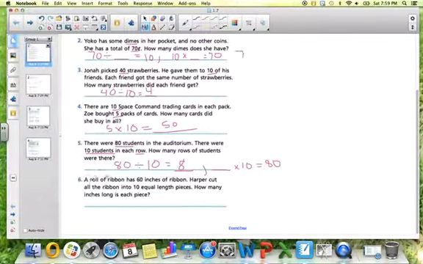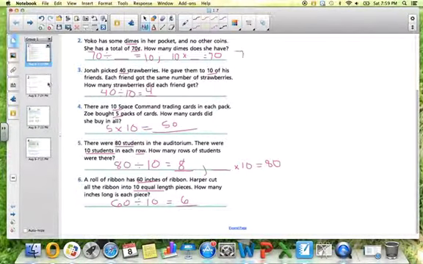Okay, number 6. A roll of ribbon has 60 inches of ribbon. Harper cut all the ribbon into equal length pieces. How many inches long is each piece? So we have 60 inches and it's cut into 10 equal length pieces. So write 60 inches, and we're going to divide that 60 inches into 10 equal length pieces. And how many inches long is each piece? The answer is 6 inches.